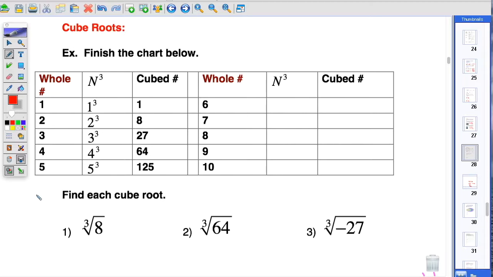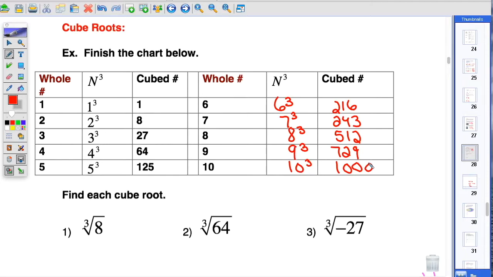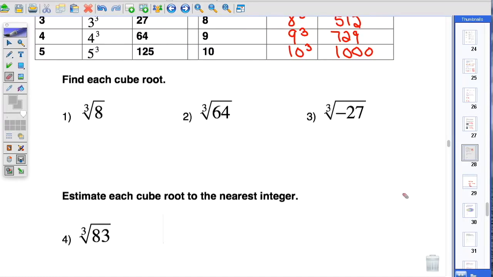4, we cube it, we get 64. 5, we cube it, we get 125. So now I want you to pause the video and complete the rest of the table, and when you're done, you can start it up again and check your work. So now check your answers and see if you filled in the chart correctly. If you made any mistakes, please fix them in your notes.